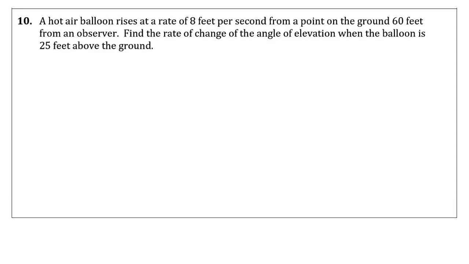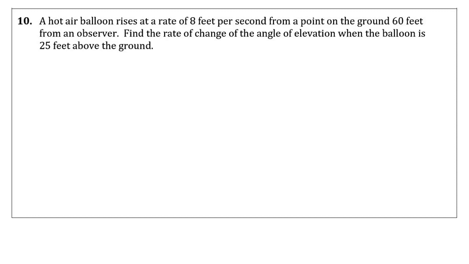Okay, so for this one, we have a hot air balloon, and it is rising at a rate of 8 feet per second from a point on the ground, 60 feet from an observer. Find the rate of change of the angle of elevation when the balloon is 25 feet above the ground.